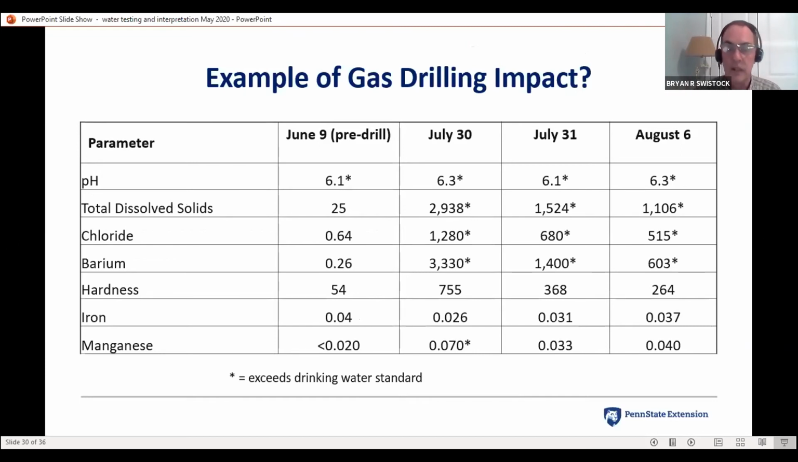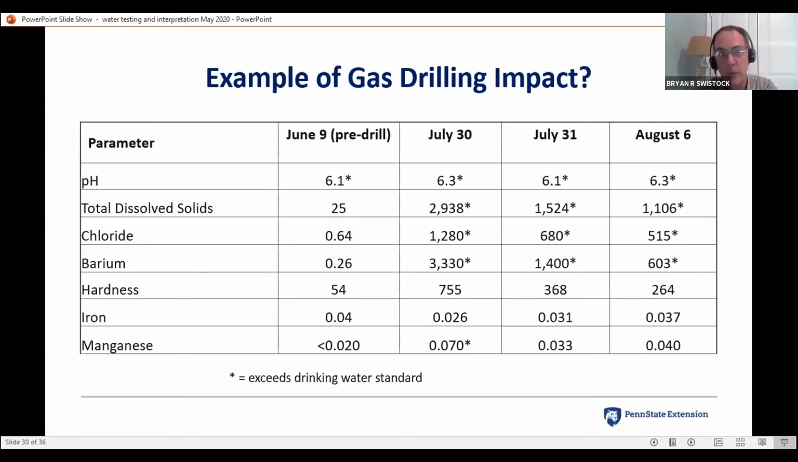This is a classic contamination signal where you have very clean water going to very dirty water and then slowly coming back down. You see where it went very high July 30th and then starts to slowly recover. If we monitor it long enough, hopefully it'll come back down to the pre-drill conditions. So this is about the easiest case you'll see of, yes, something happened here very dramatically. Was it gas drilling?